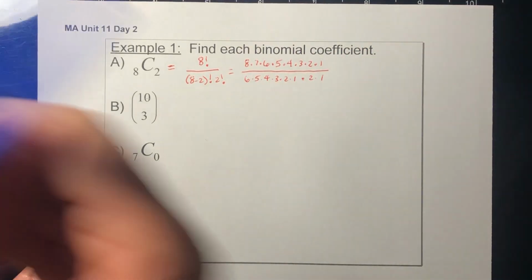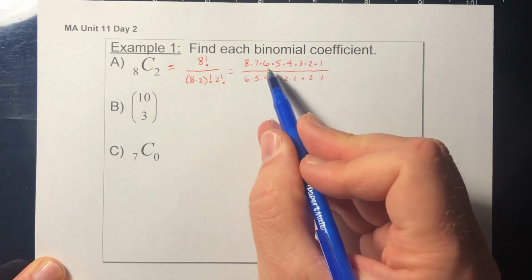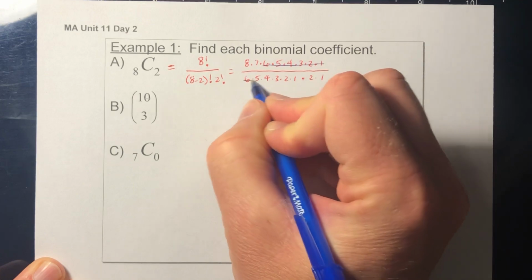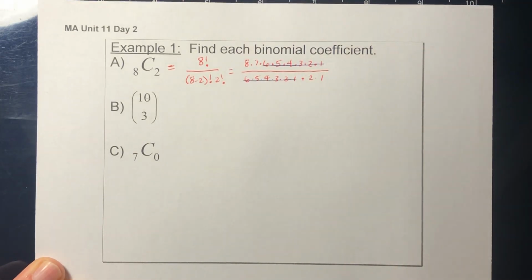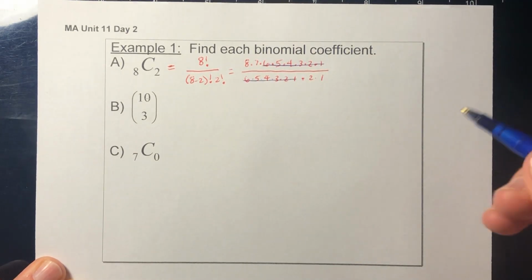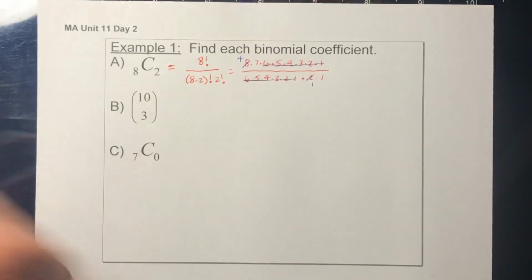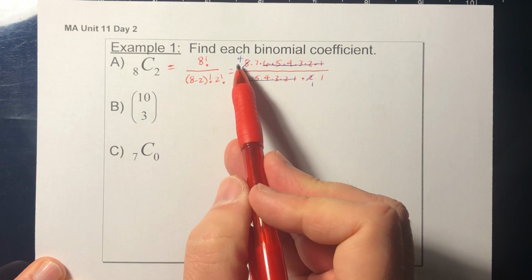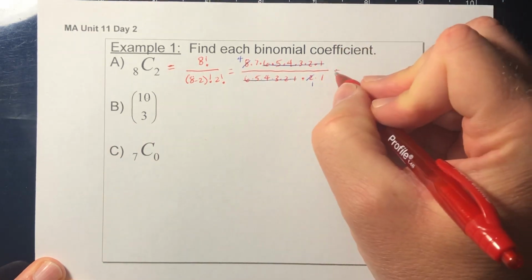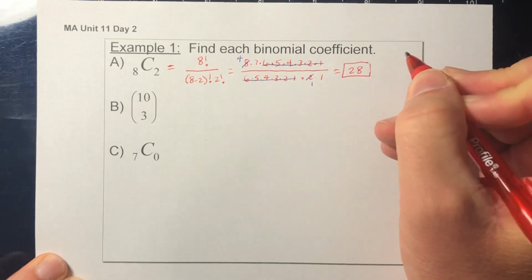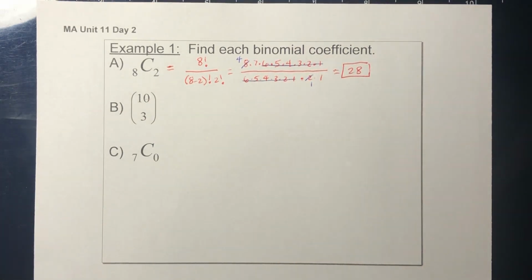Okay, now we can clean this up a little bit. See how we have the 6, 5, 4, 3, 2, 1? We can simplify that with the 1 down here. All right, because if you have the same thing on top and bottom, they can simplify. This 2 and this 8 can simplify. So what we have left up top is 4 times 7, which is 28. 1 times 1 is 1, so you end up with 28. All right, now let me show you a shortcut.